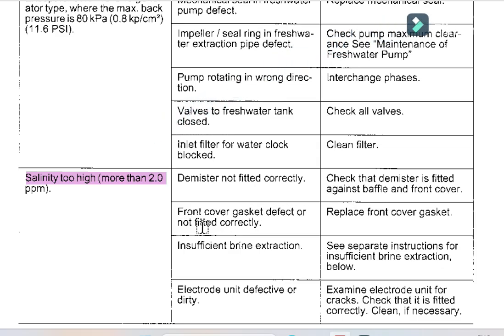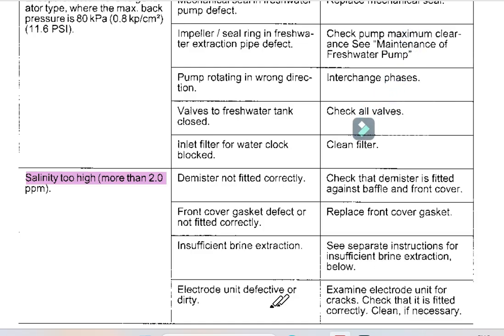Demister should be correct. Front cover gasket defective or not fitted correctly. The front cover gasket is also very important. You have to check that it is not broken from any side, and if required, you have to replace the front cover gasket. Insufficient brine extraction. That means salinity is high and brine extraction is not happening. Then in that case, you have to see why the extraction done by the brine extractor is not happening. So the ejector we have to look at.